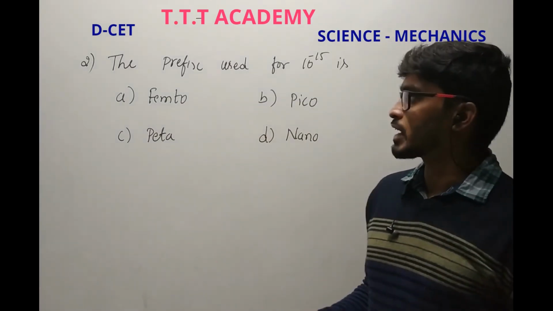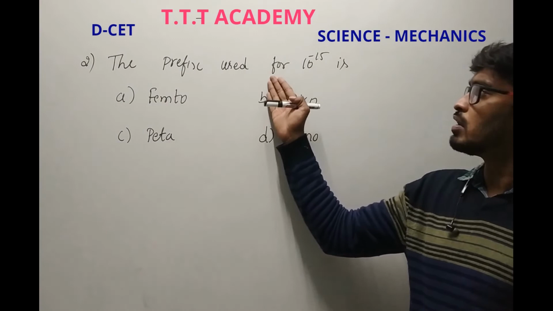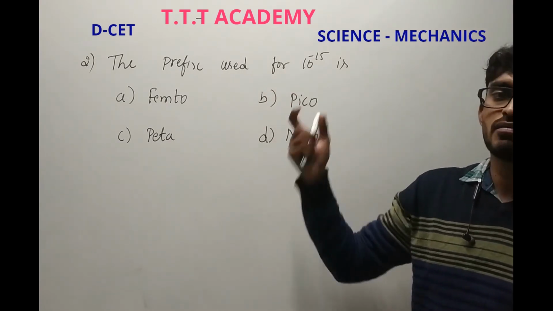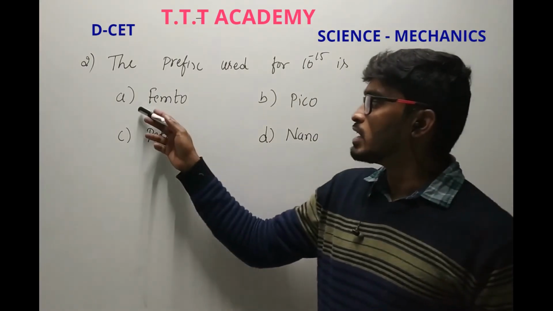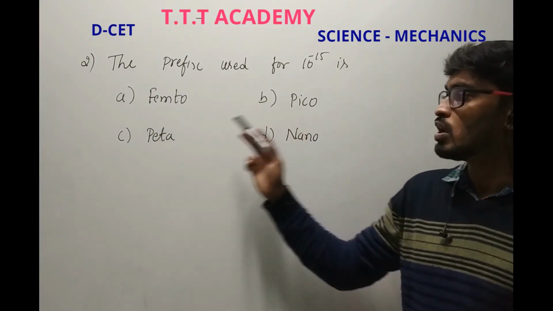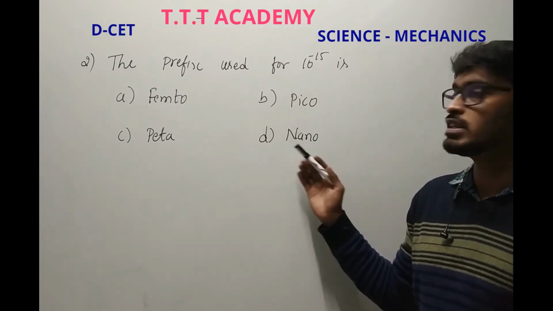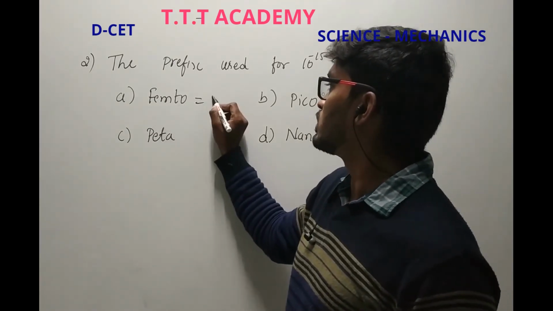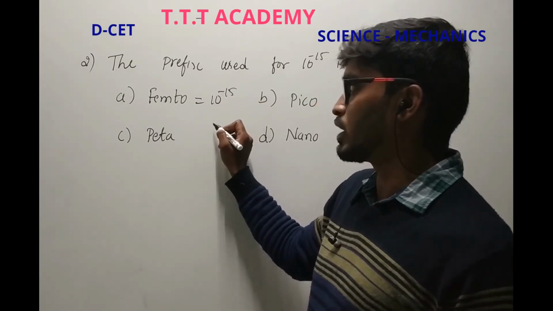The next question, the second question: the prefix used for 10 to the power of minus 15 is. So here it is 10 to the power of minus 15, what is it called? Option A is femto, option B is pico, option C is peta, option D is nano. Femto is nothing but 10 to the power of minus 15. This is the correct answer.